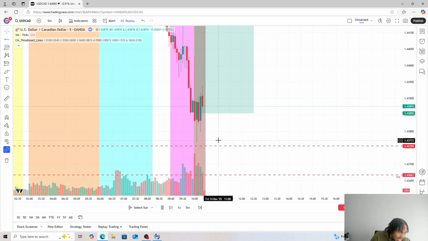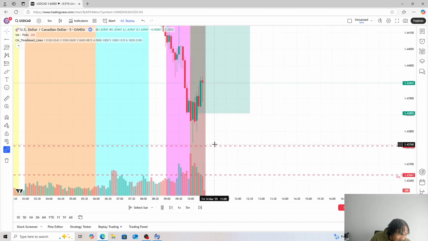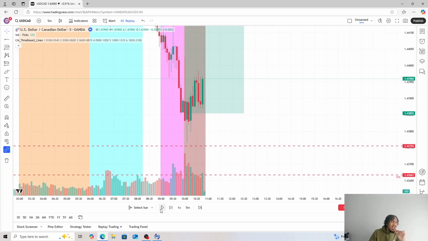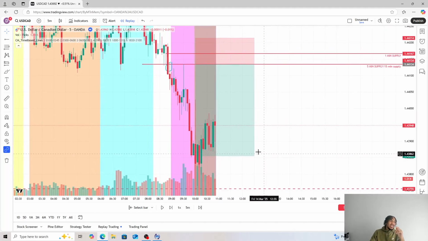Oh, we missed that target right there by like a pip. But y'all see how accurate this strategy is. Price is probably going to come back down. It's probably going to touch this supply zone right here and shoot back down.